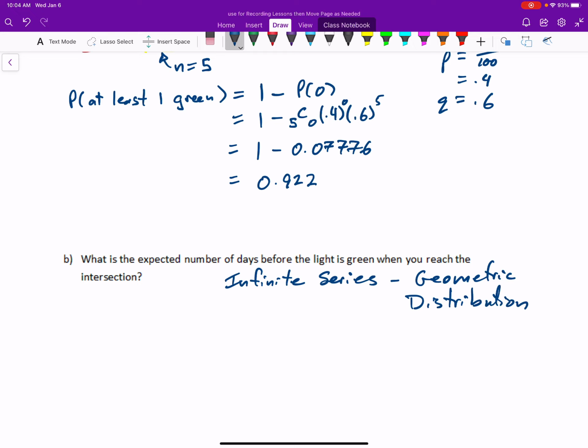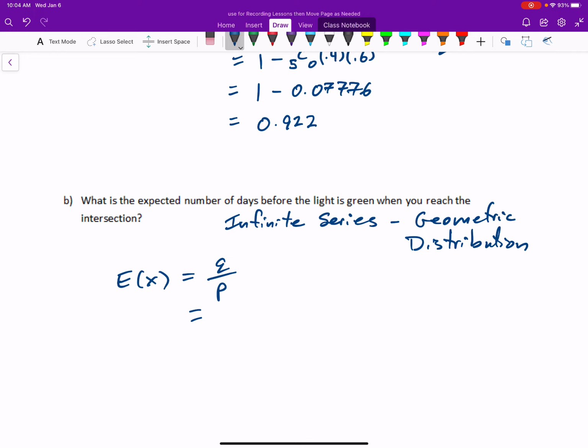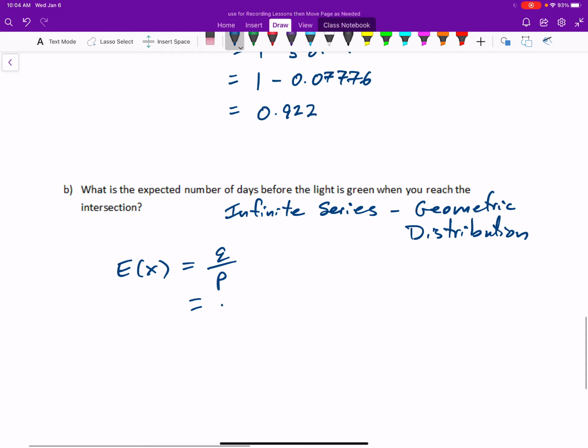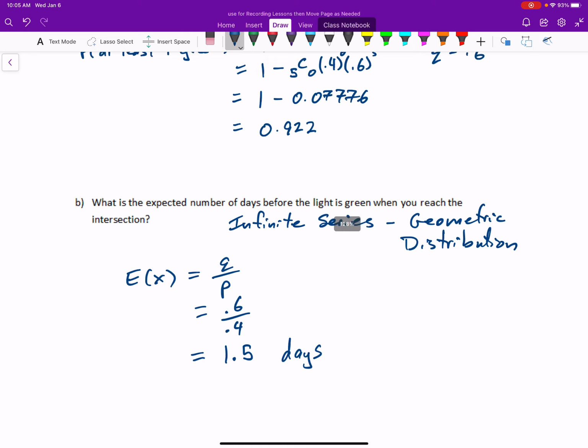So what we then have is back to E at x equals q divided by p, which is going to be, what was it, 0.6 divided by 0.4, which equals 1.5 days. So somewhere between 1 and 2 days. And that makes sense because it's green almost half the time. Yes, it's less than half the time, but it's almost half the time. We wouldn't expect that we'd have to wait that long to catch a green one. And that's it for this lesson.